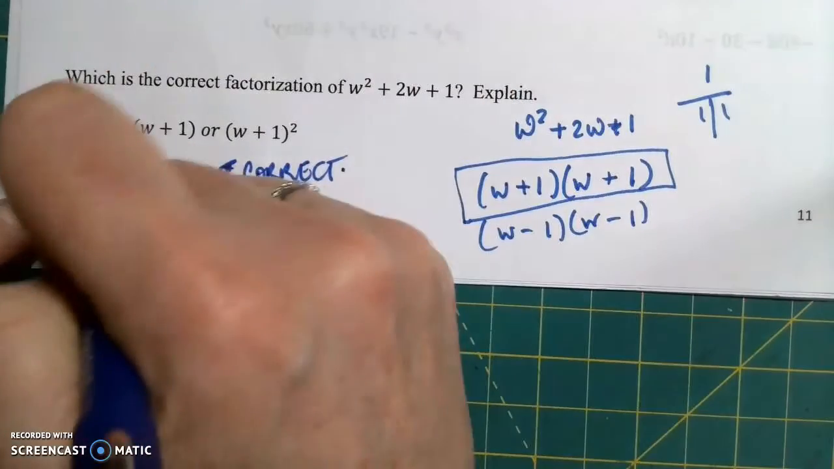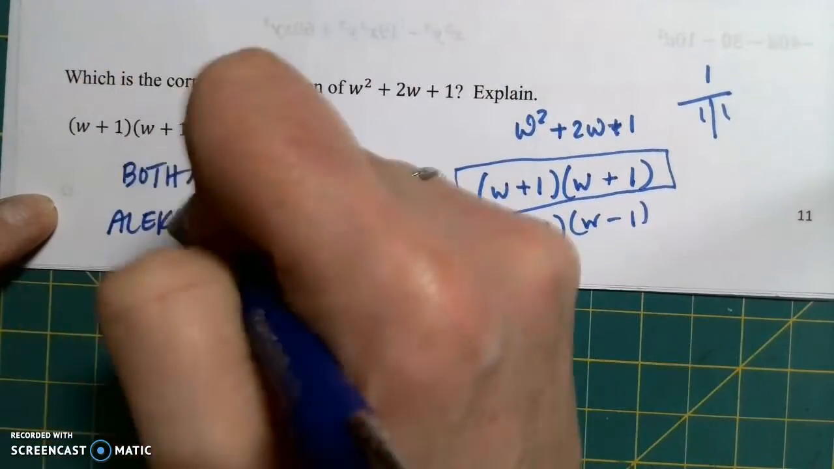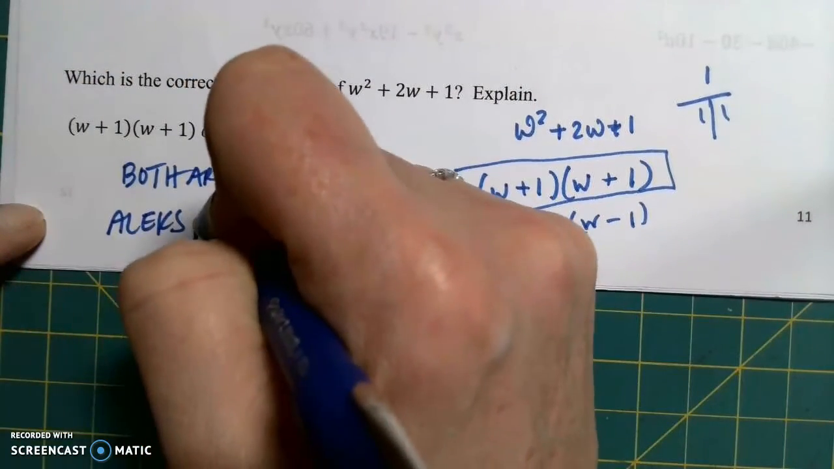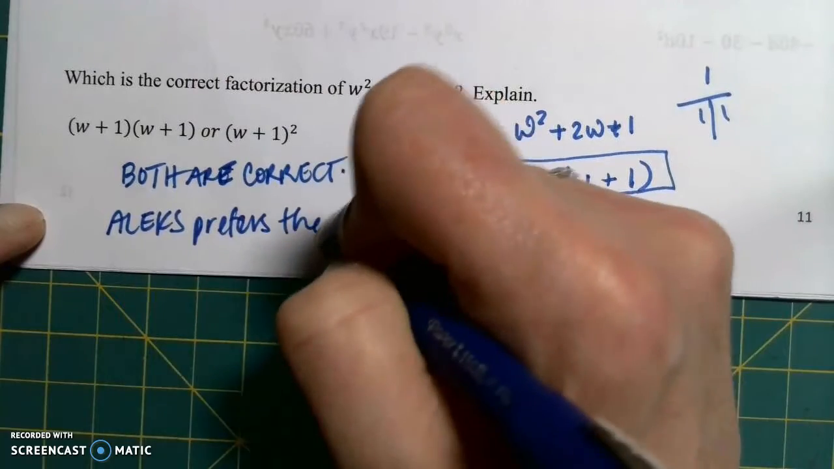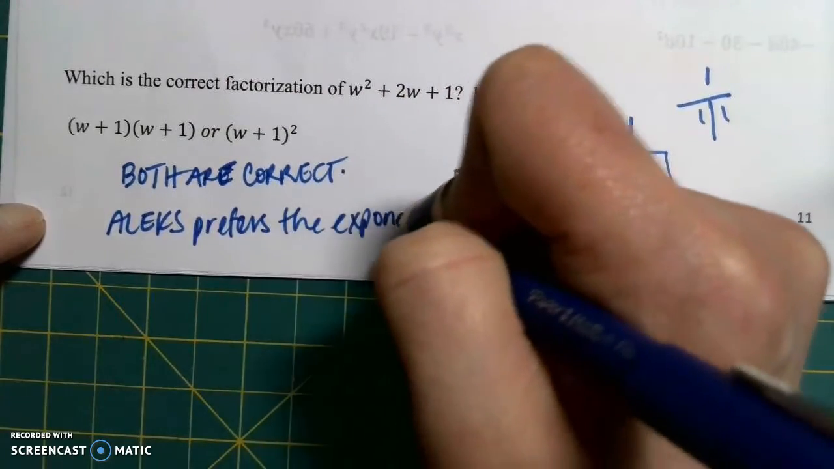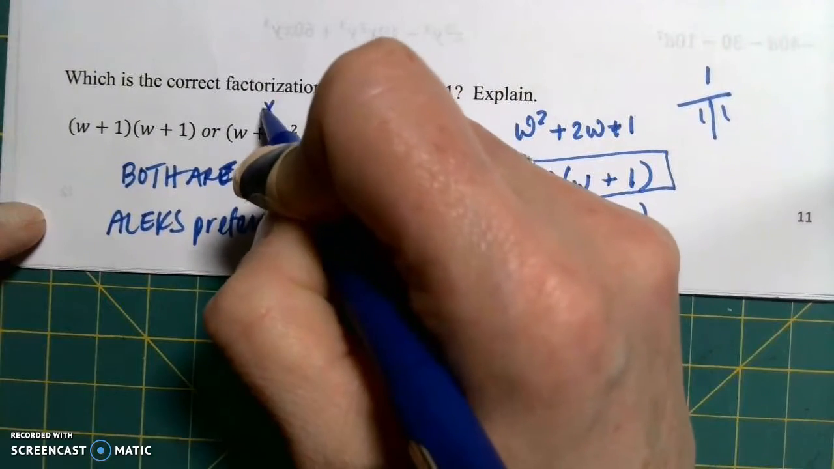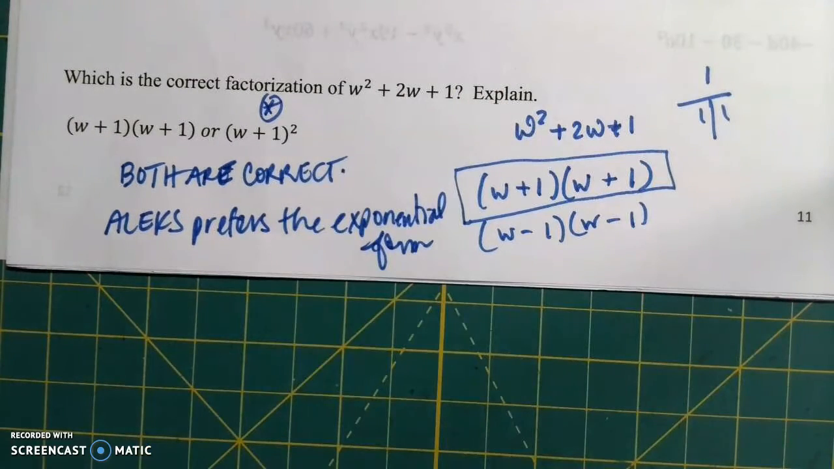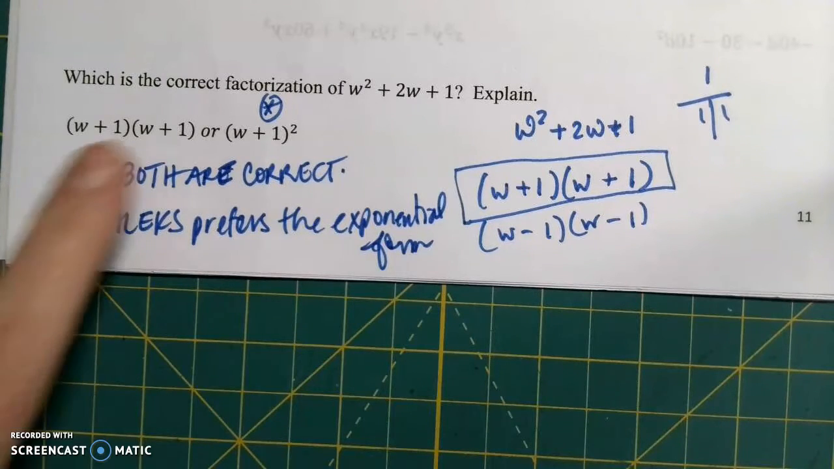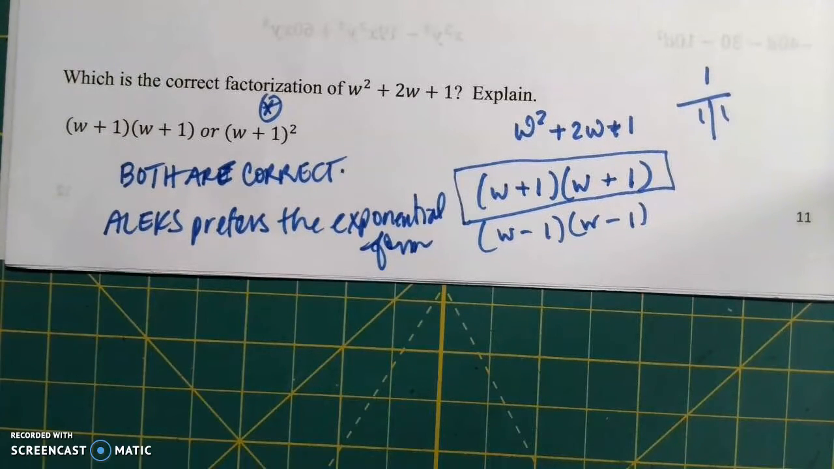Double check, I think Alex does prefer the exponential form. So Alex does prefer that second one where it has the binomial squared, but it is the exact same answer as the other one. So if you do happen to put that on a test, I will catch that when I'm going through and checking answers.